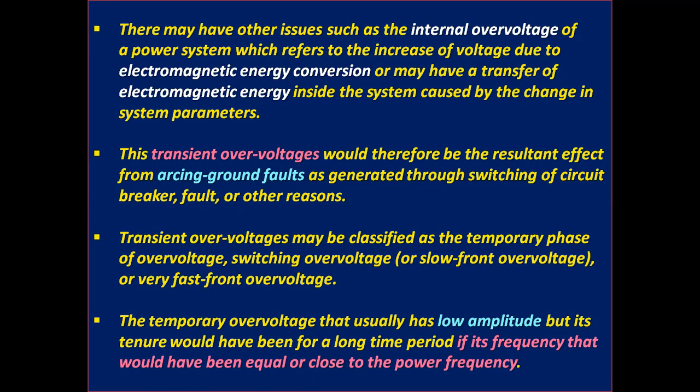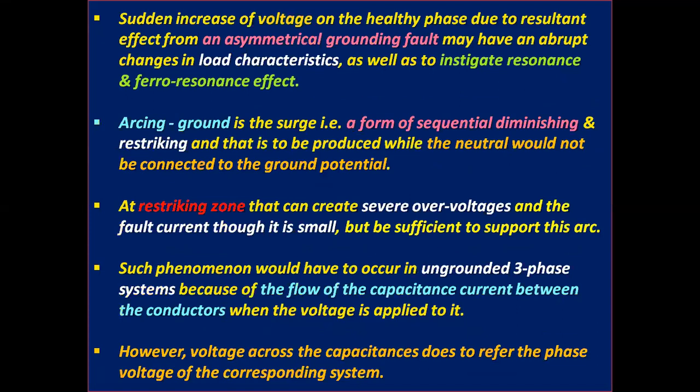Transient overvoltages may be classified as temporary overvoltages, switching overvoltages or slow front overvoltages, or very fast front overvoltages. The temporary overvoltage usually has low amplitude, but its duration can be for a long time period, if its frequency is equal or close to the power frequency. A sudden increase of voltage on the healthy phase, due to the resultant effect of an asymmetrical grounding fault, may cause abrupt changes in load characteristics as well as instigate resonance and ferro-resonance effects.